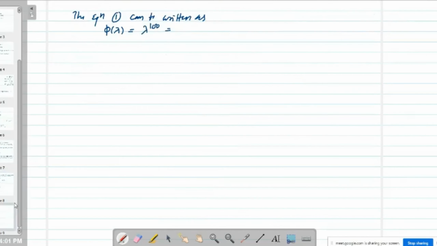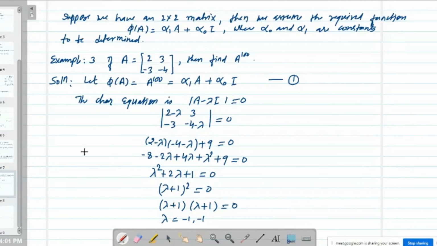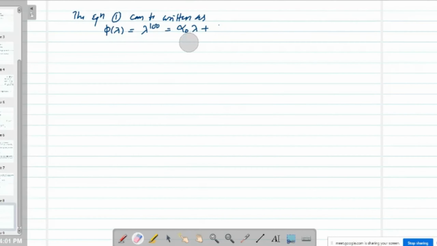So you will get alpha 1 lambda plus alpha naught into I. Okay. Now we name this equation number 2. Now differentiating this equation with respect to lambda.